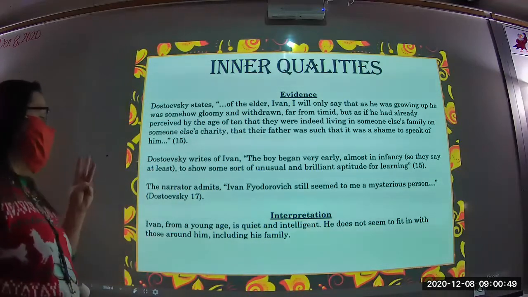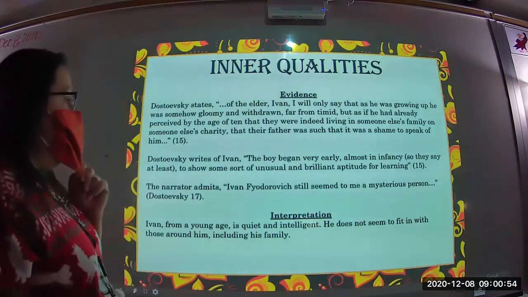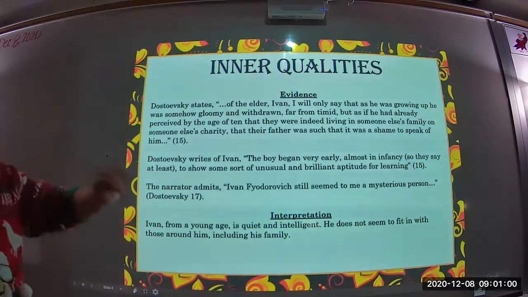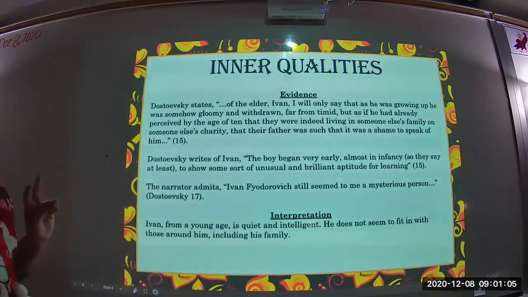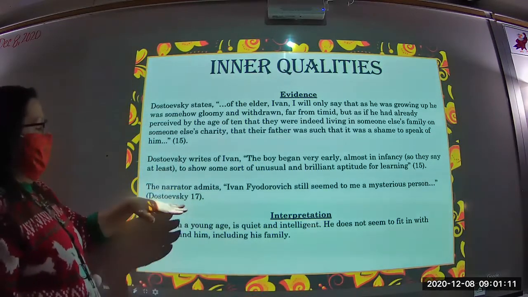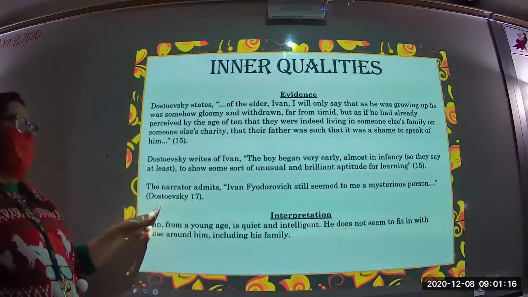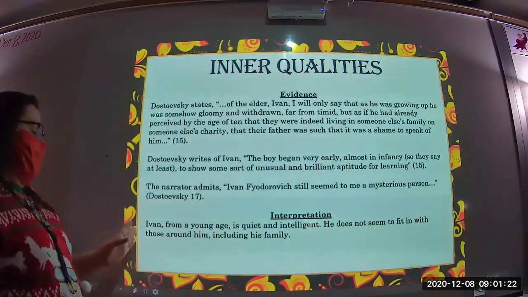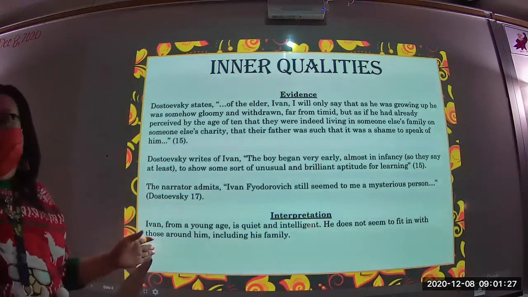Then here's another quote, because remember I need 3. Dostoevsky writes of Ivan, "the boy began very early, almost in infancy, so they say at least, to show some sort of unusual and brilliant aptitude of learning." Again, that's on page 15. The next one, the narrator admits, "Ivan Fedorovich still seems to me a mysterious person," Dostoevsky, 17. So see, since I didn't put the author here, I didn't introduce him, now you put it like this, okay? Author, page number. My interpretation, Ivan from a young age is quiet and intelligent. He does not seem to fit in with those around him, including his family.